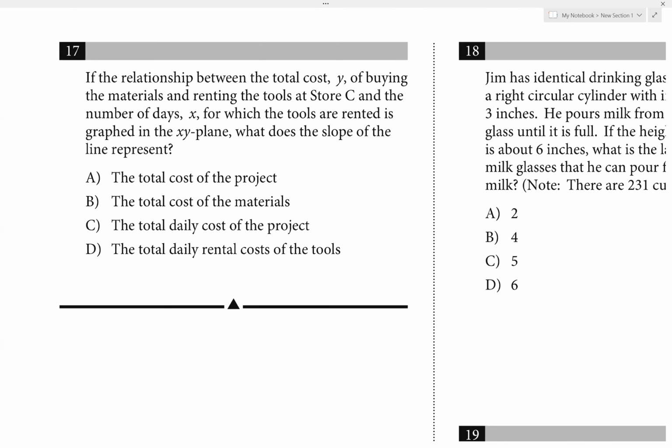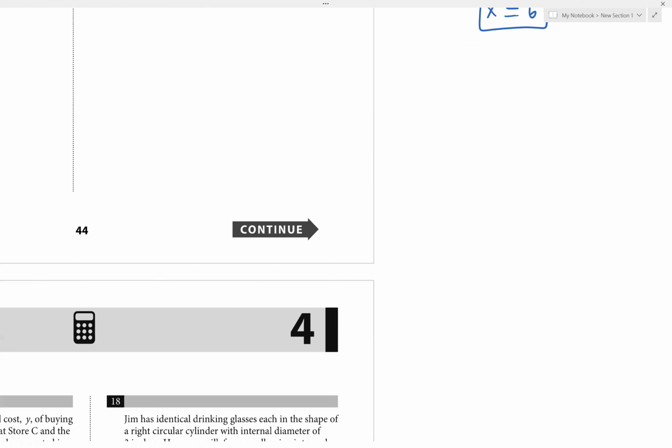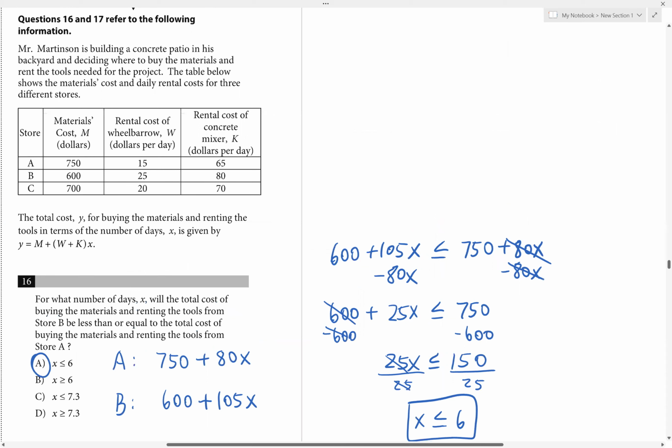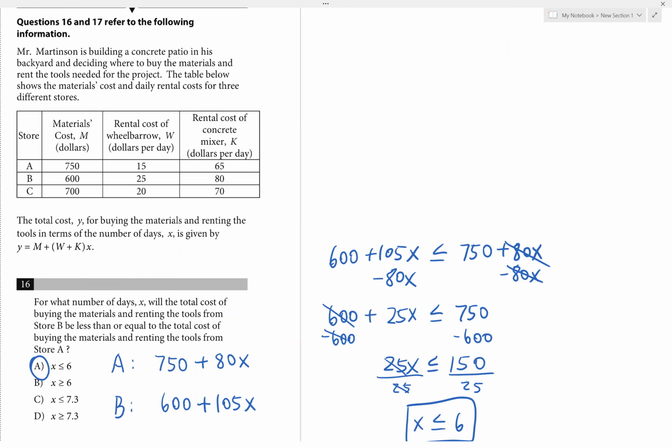So if you go back up to this, let me just move it back here, right? So we're using this information here, and we see for store C the equation is going to be this here. Okay, so we have Y equal to M plus W plus K times X, and then for store C, M is 700. Okay, and then W and K is 20 plus 70. Okay, and that's the number that goes in front of X.